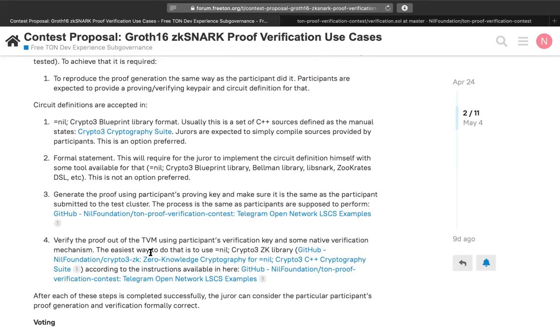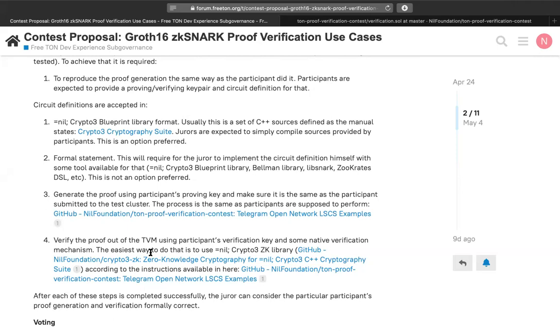The potential fraud on this solution is so easy to detect that we don't expect someone to take a chance on it. All right, so now it contains two parts. You get the participant's key pair, the proving key and the verification key, and generate a proof with the participant's code, then submit it to the in-TVM part of the participant's solution on a test cluster, and get an output that the proof generated is valid, that the verification is successful. That's with the participant's key pair.